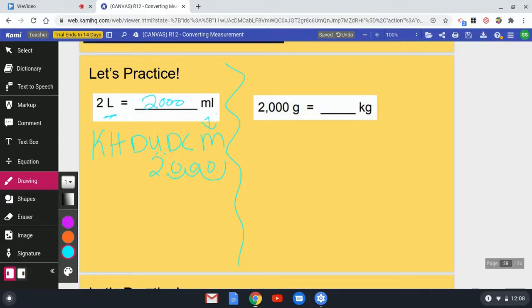Wow. All right, now I'm going to do my acronym again. King Henry doesn't usually drink chocolate milk. I like that story the best. And I'm starting at grams. Grams are right here at my unit, and I have 2,000.